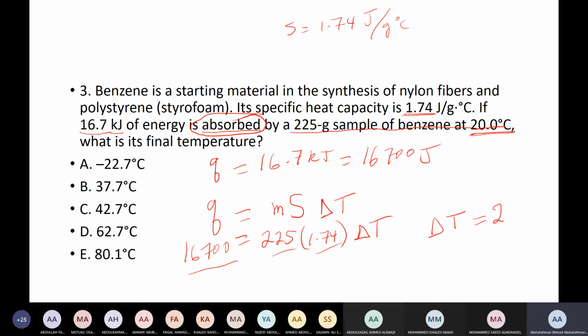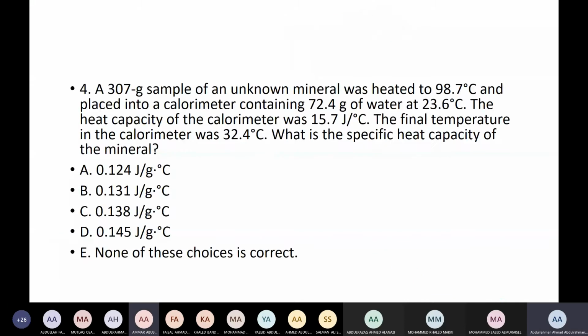It's 42.65, you're right. Then this is equal to T final minus T initial. T initial was 20, and this is equal to 42.7. So what's T final? 62.7. So the answer is D. Okay.